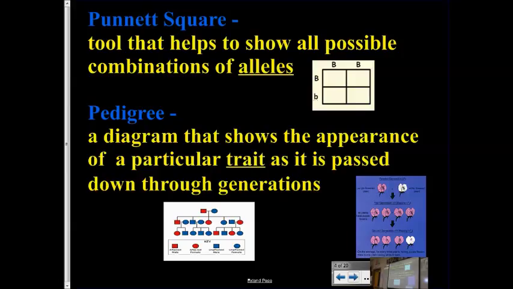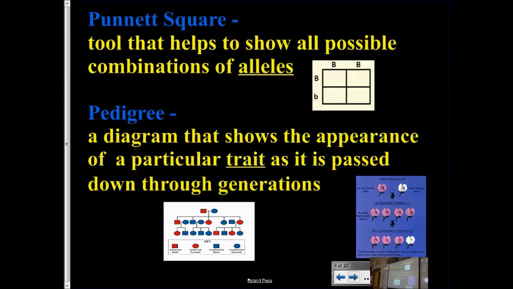Do you feel this is too hard for you? Yeah. Oh. You're sitting there with paper and not writing. A diagram that shows the appearance of a particular trait as it is passed down through generations. Like this. Like that one.